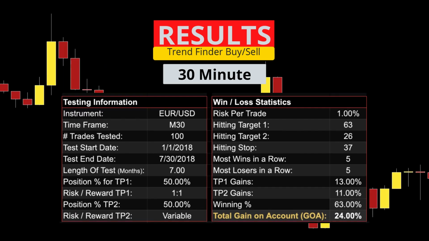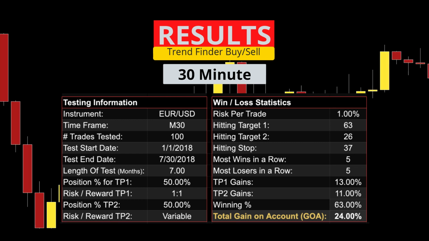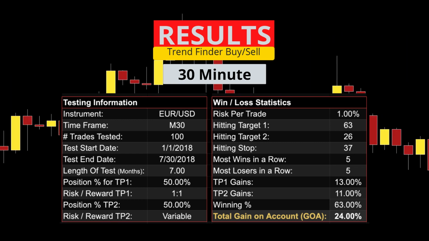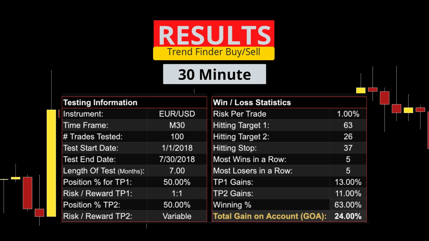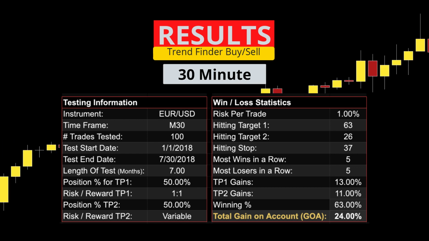The second set of results are for the 30-minute candles. It took 7 months to find the 100 trades. Most wins and losses in a row was 5. The winning percentage was 63%, and the total gain on account was 24%.